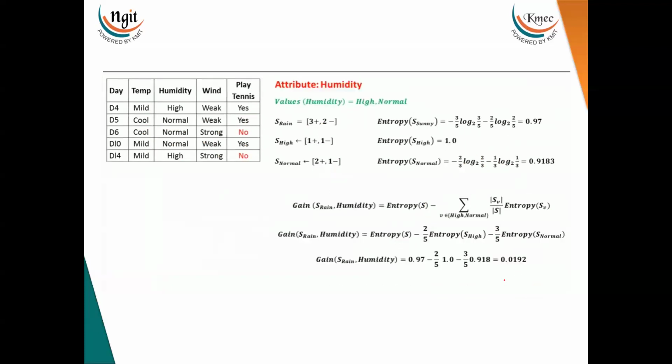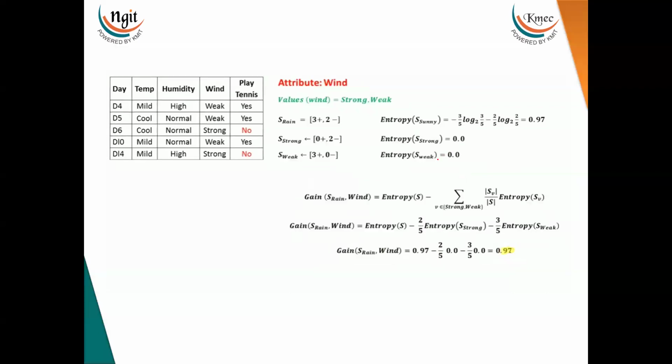Similarly for humidity, we have high and normal. In high, 1 yes, 1 no, and normal 2 yes, 1. So these are the values of entropy of these individual features. And we got an information gain for this particular humidity under rain as 0.0192. Next for wind, we have 3 weak, 2 no. So 0 plus 2 minus. So we got 0, 0 value, and this is the information gain for wind.